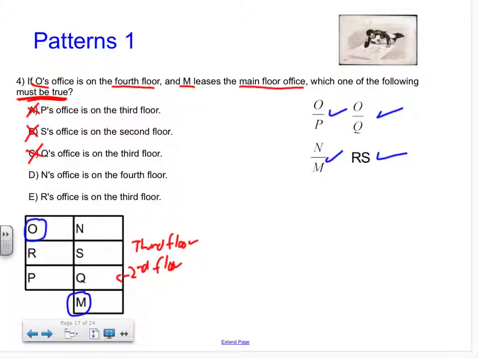N's office is on the 4th floor. This one could be tricky. Let's see. I know that R and S are constrained together. I know that M is constrained at the bottom. And if I swap places with N and P, I know that it's going to break the first condition and the second condition. I can show you quickly what I mean.